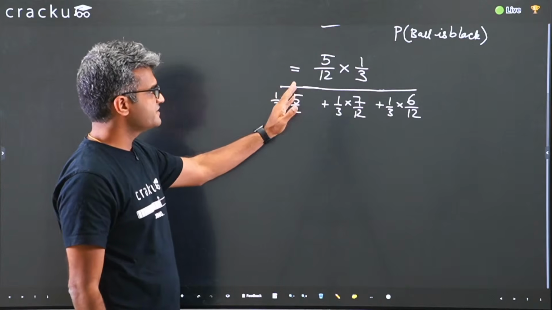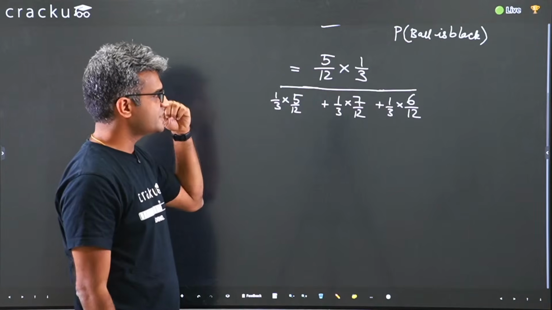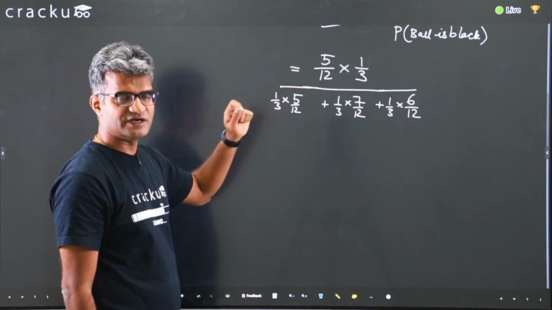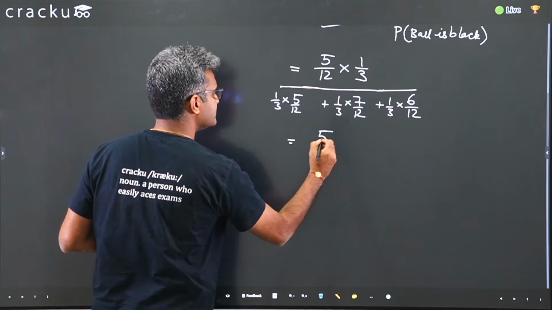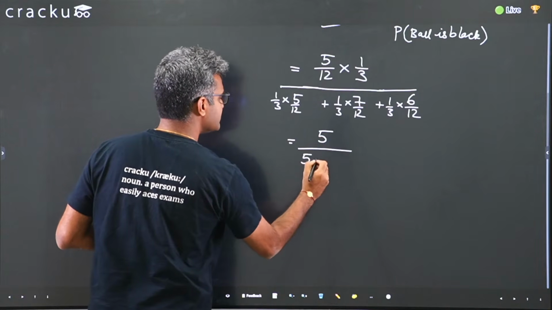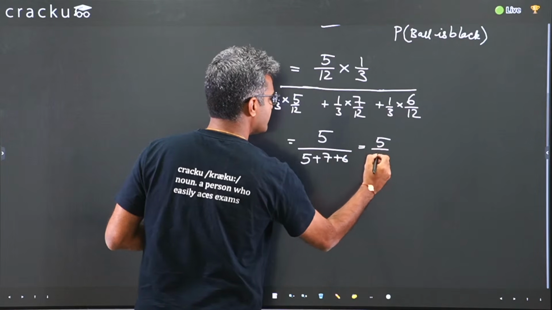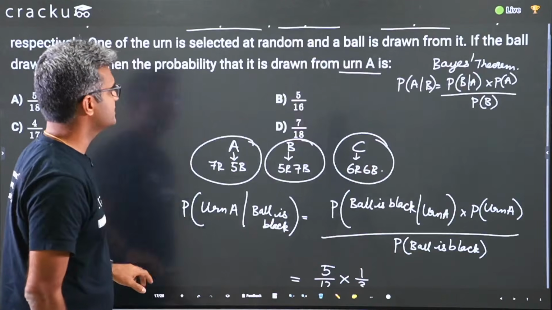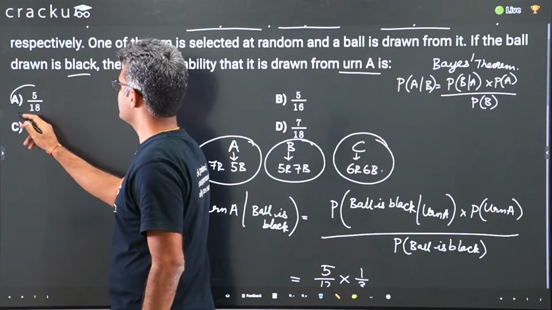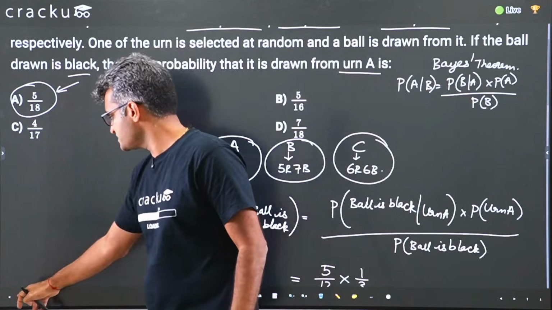You can notice that we have 1 by 12 and 1 by 3 in both the numerator and denominator. So let us multiply the numerator with 36. Let us multiply the denominator with 36. So this becomes 5 divided by 5 plus 7 plus 6, which is equal to 5 by 18. So the answer for this particular question is option A, which is 5 by 18. Let us look at the next question.